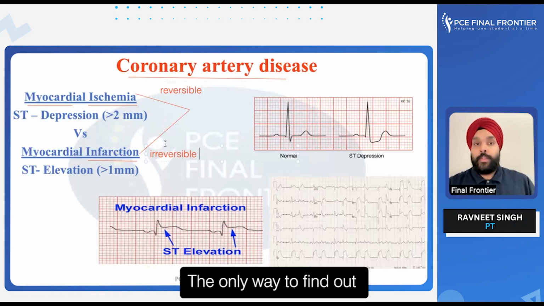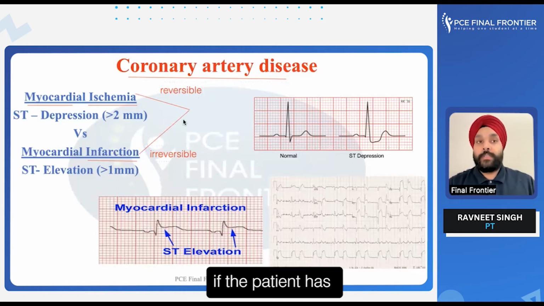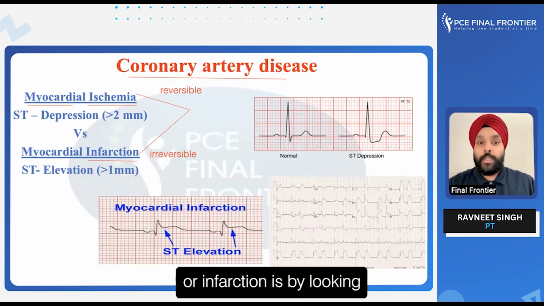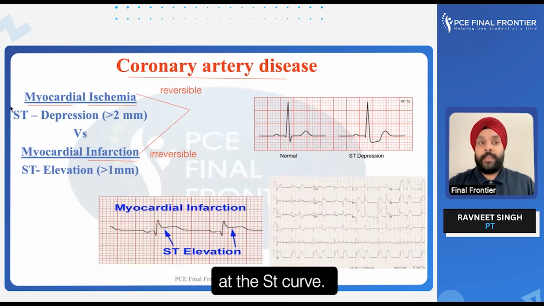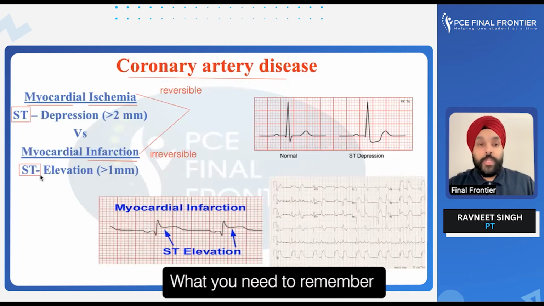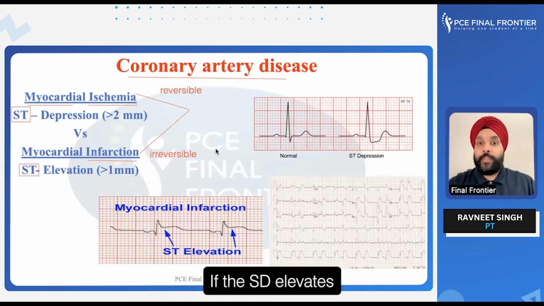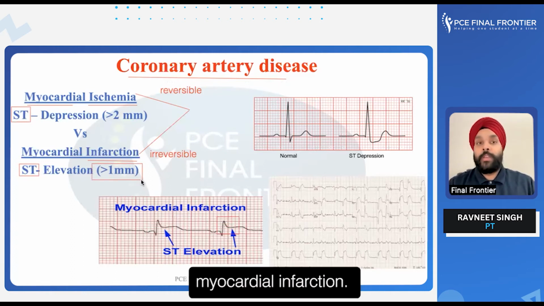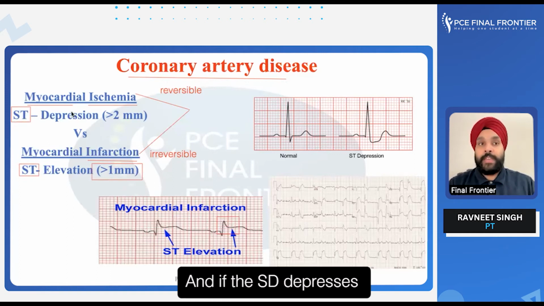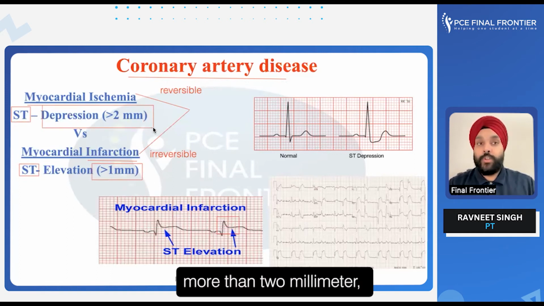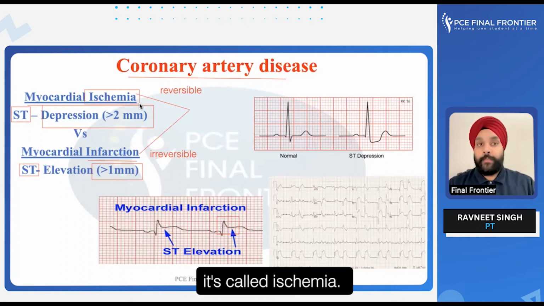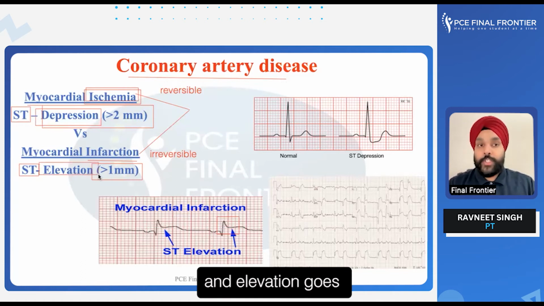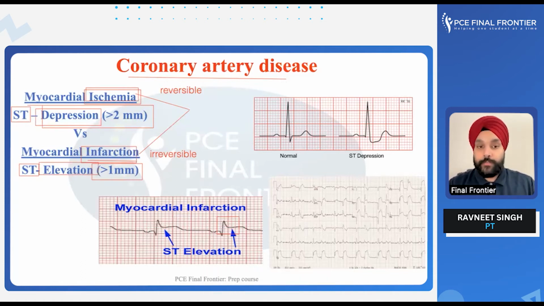All right. The only way to find out if the patient has myocardial ischemia or infarction is by looking at the ST segment. What you need to remember is if the ST elevates more than 1 millimeter, it's called myocardial infarction. And if the ST depresses more than 2 millimeters, it's called ischemia. So depression goes with ischemia and elevation goes with infarction.